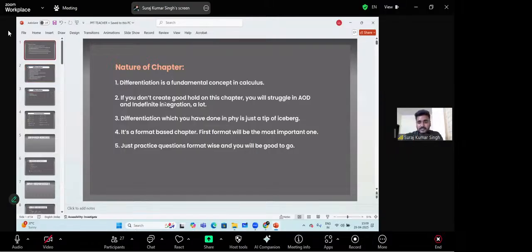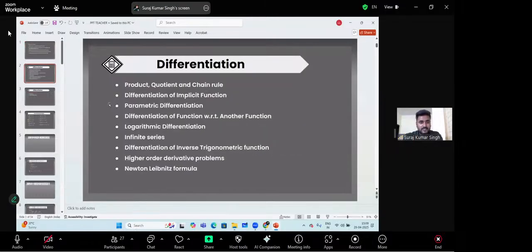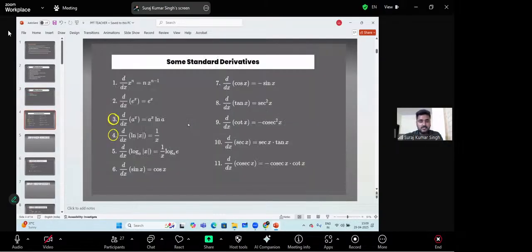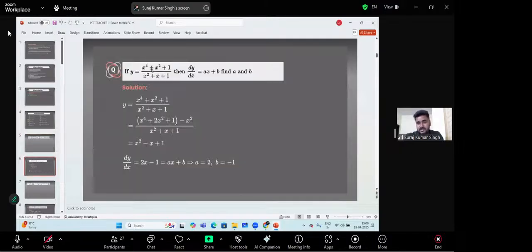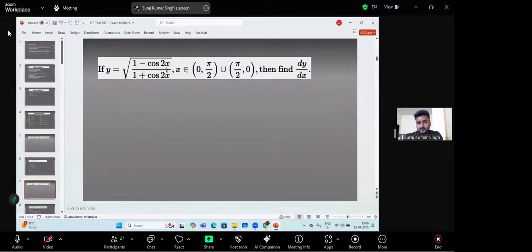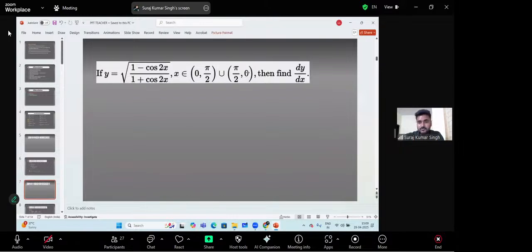Here we have done the nature of the chapter, what we had to see. Then I told you which topics we covered: product, quotient, chain rule, implicit differentiation, parametric differentiation, function with respect to another function, logarithmic differentiation, infinite series, differentiation of inverse trigonometric functions, higher order derivative, and the Newton-Leibniz formula. Then some tricks I have given on how to do this type of problem. Then I said 1 minus cos 2x and 1 plus cos 2x we will write as 2 sin square x and 2 cos square x, and then we will find out.